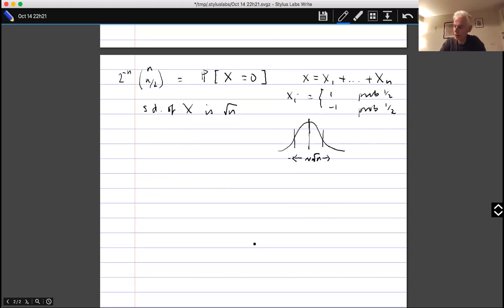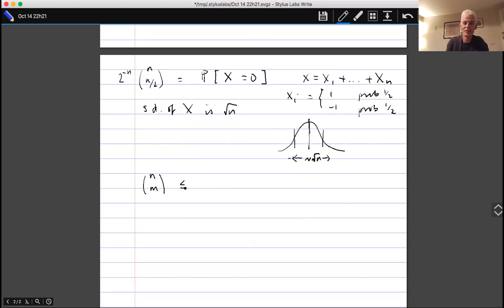What else? Well, maybe here's a very simple estimate actually. So supposing I want to look at other binomial coefficients. Let's have a look at n choose m.